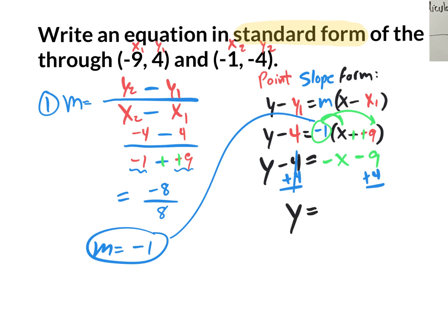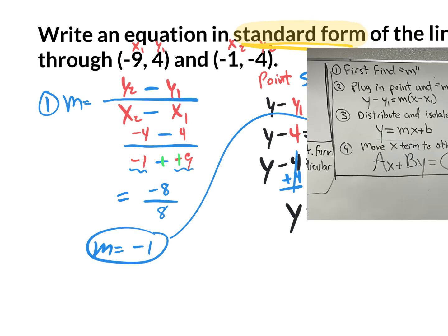You have y by itself. It says y equals the negative x, and then the negative 9 plus 4, that's a negative 5. That technically is slope-intercept form. So if they asked you for slope-intercept, but they don't, they're asking for standard. But if they did ask you for slope-intercept, then this would be your answer. So we still need it in standard form.